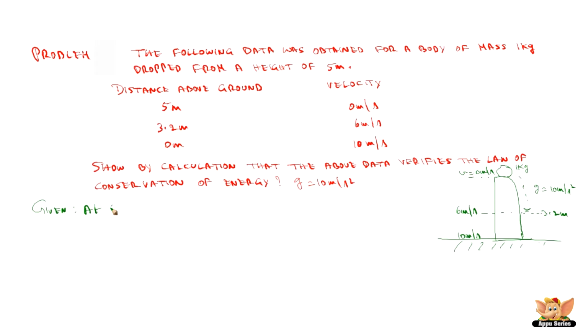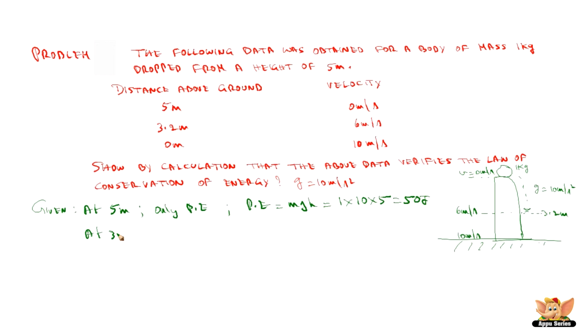At 5 meters, we will see at different distances what the energy is. Since velocity is 0 meter per second, we have only potential energy, because kinetic energy is half mv square and v is 0 there. So potential energy, which is mgh, where m is 1, g is 10 and h is 5, is 50 joules.